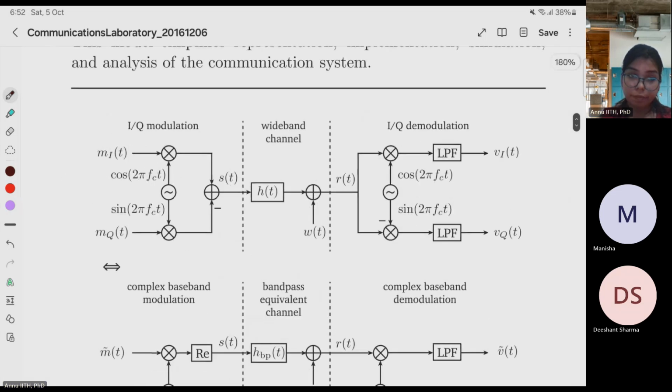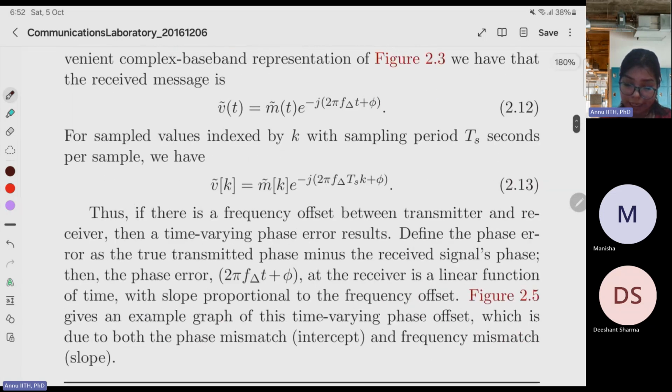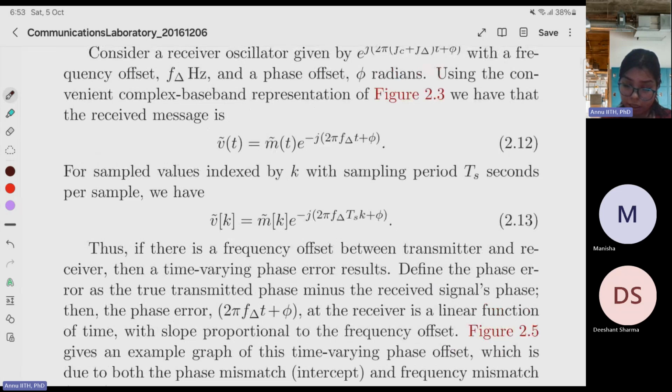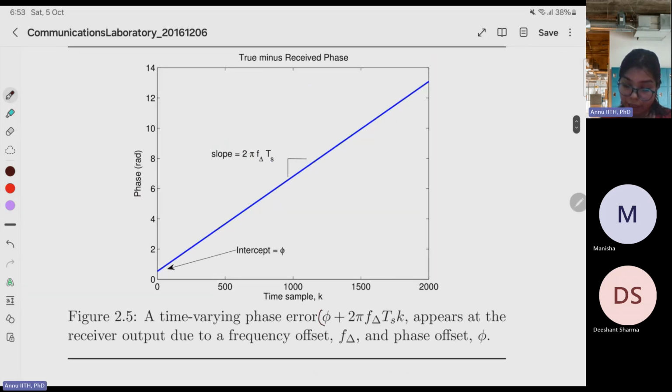Just see this figure. The complex baseband modulation, bandpass equivalent channel, and complex baseband demodulation. Complex baseband equivalent channel model. Coherent demodulation, I'm just skipping that. Again, if it is not coherent, then I will have the frequency deviation and the phase deviation. But again, we can see the phase error. A time varying phase error, phi plus 2π f_delta t, appears at the receiver output as a frequency offset and a phase offset. As we saw previously also, it varies linearly with time. That is not good for you.